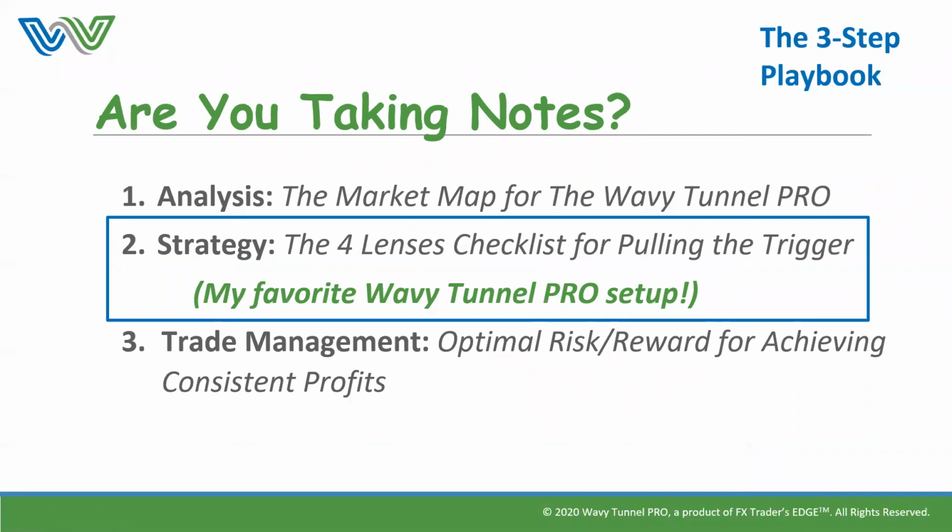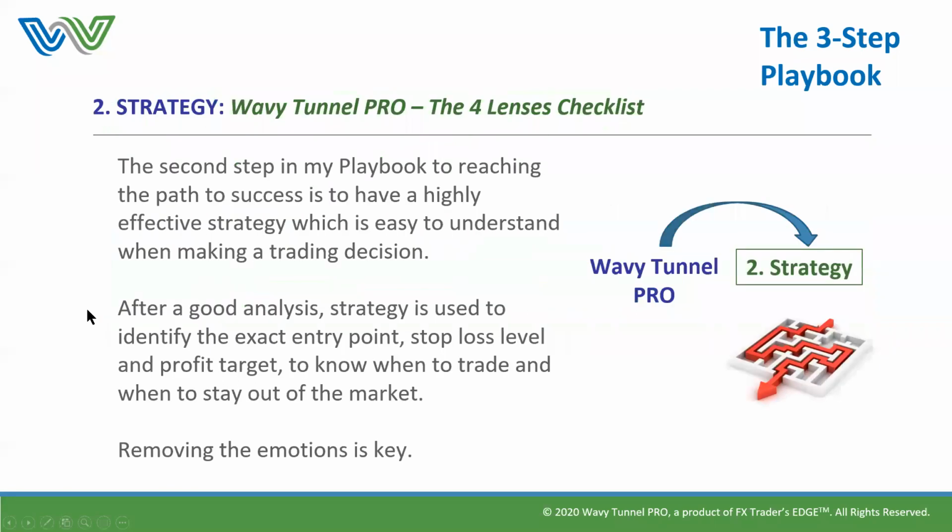And I'm going to show you a 4 lenses checklist for pulling the trigger. And this is my favorite Wavy Tunnel Pro setup. So you have to understand when you're making a trading decision what to look at. After a good analysis, strategy is used to identify the exact entry point, the stop loss level, where do you think you're going to be wrong, and the profit target, to know when to trade and when to stay out of the market.